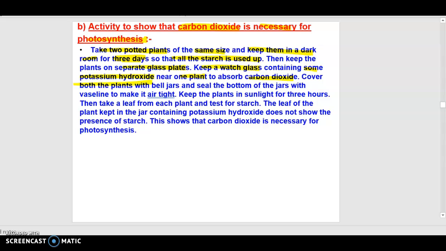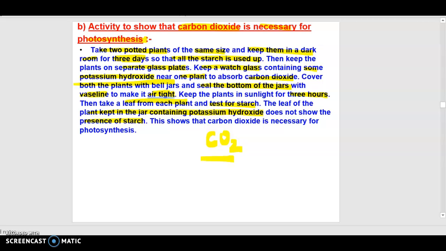Cover both the plants with bell jars and seal the bottom of the jars with Vaseline to make them airtight. Keep the plants in sunlight for 3 hours. Then take a leaf from each plant and test for starch. The leaf of the plant kept in the jar containing potassium hydroxide does not show the presence of starch. Why? Because potassium hydroxide absorbs carbon dioxide.